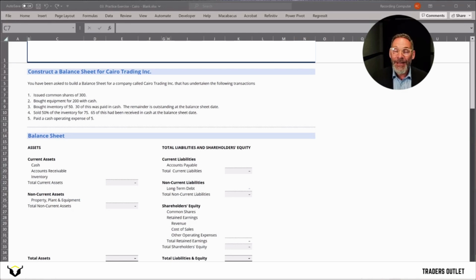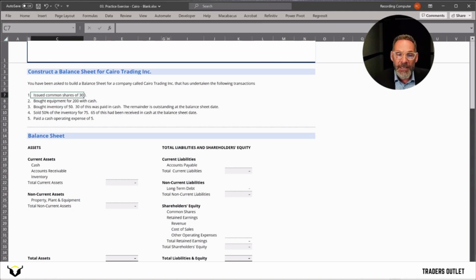Okay, now let's go through this again with a separate fictional company that I'm calling Cairo Trading Inc. This time around, we're not going to do both the journal entries and the balance sheet. I'll talk to the journal entries, but we're going to go right to the balance sheet. So let's work through these 5 transactions together. Let me get my mouse and my cursor so we can work through those transactions.